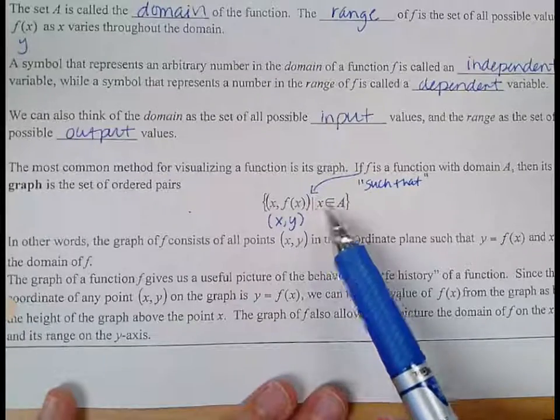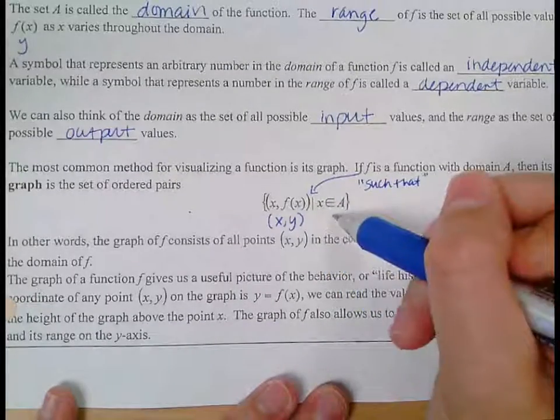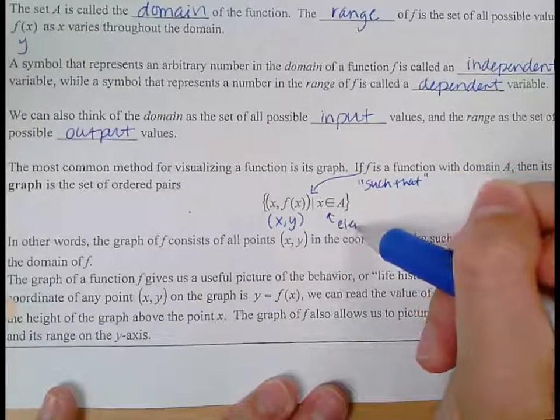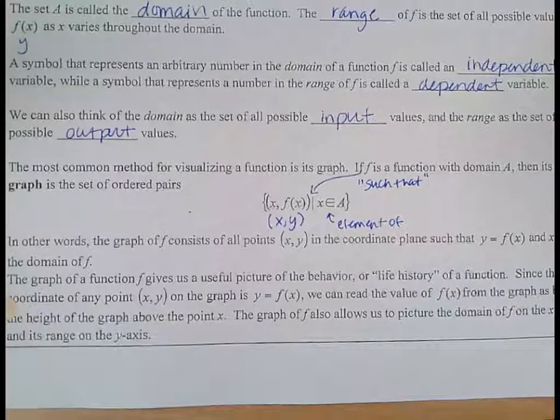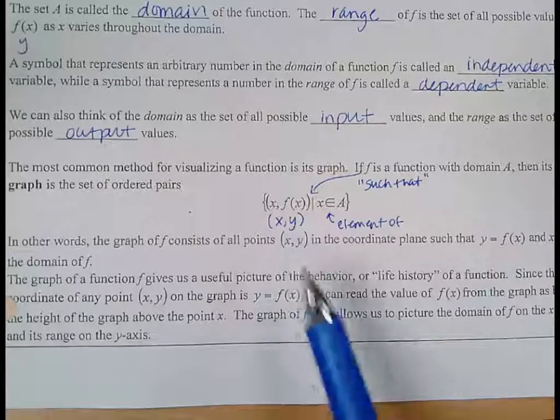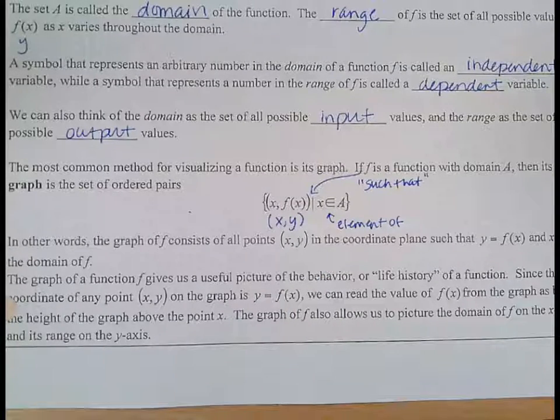That vertical bar, you read as "such that." And this weird-looking e is "element of." And then A was the domain. So it's basically saying that for a function, the graph is made up of all ordered pairs such that the x value is in the domain of the function.